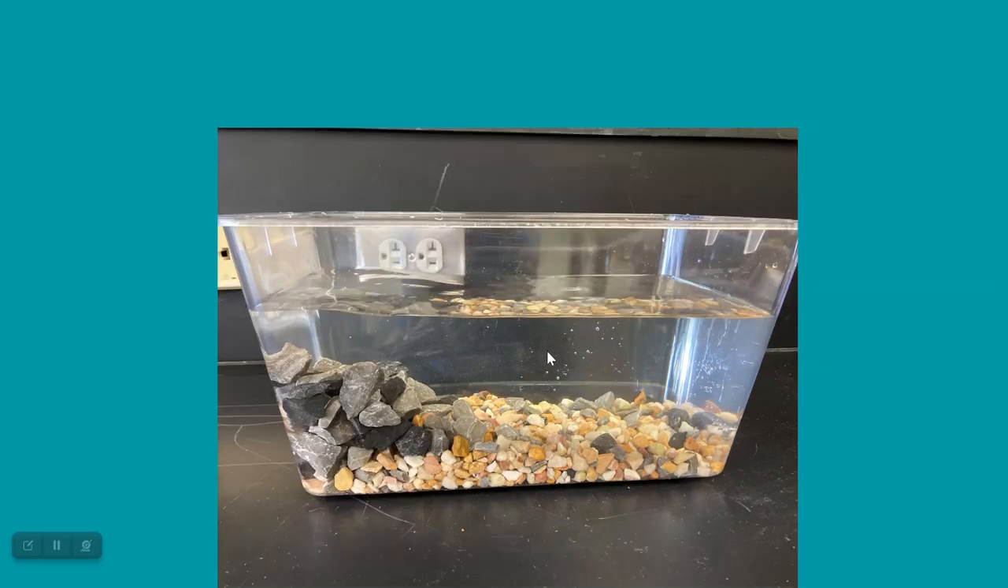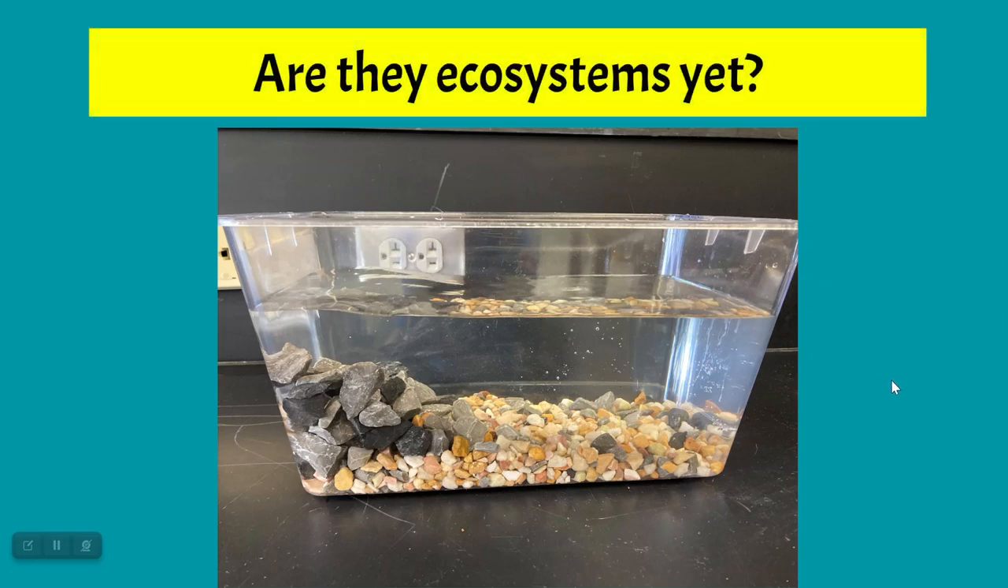All right, so right now this is kind of what our ecosystems look like. But are they really ecosystems? Well, in order to have an ecosystem, it has to have biotic and abiotic components. Right now, we have rocks and water, nothing living. So it's not quite an ecosystem yet, but it will be soon.